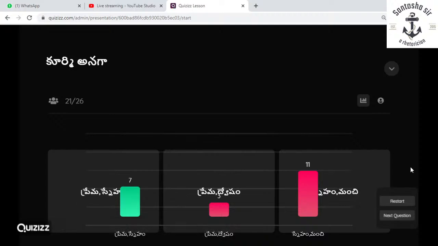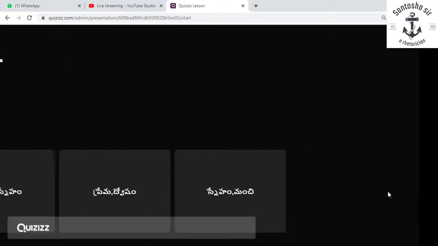As I was talking, even though you don't know the answer, by looking at the options you can pick the right one. So 11 members chose Sneham and Manchi, but Sneham and Manchi are not Nanardalu, right? So how could you choose that one? So Prema Sneham makes more appropriate for this, and Prema Dvesham are opposites, so that could not be correct. So logically also sometimes we can choose the right option. So let's move on to the next question.